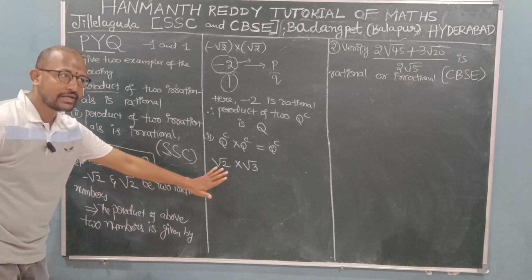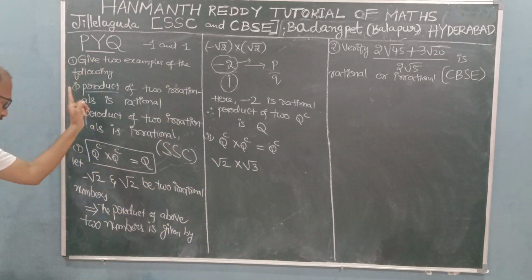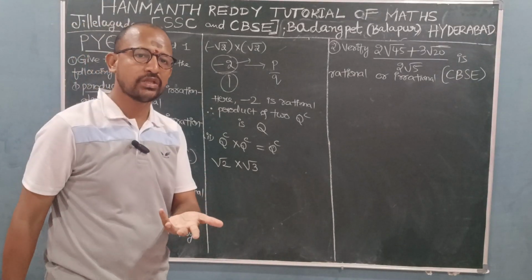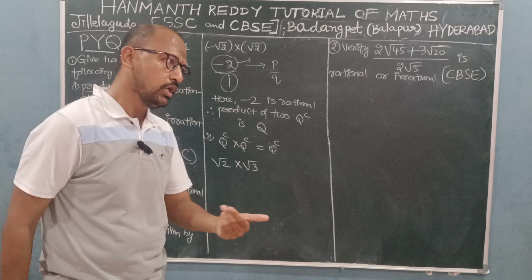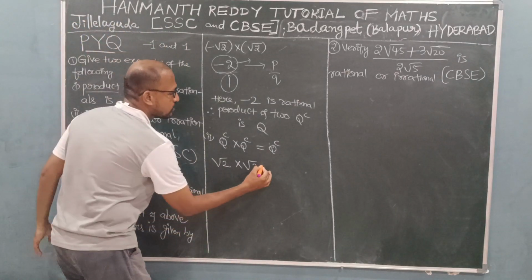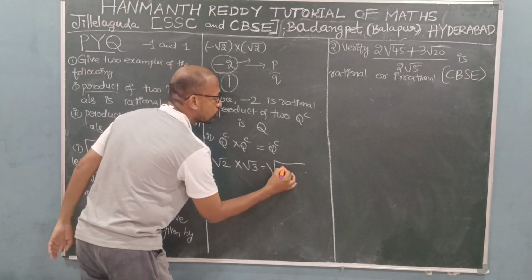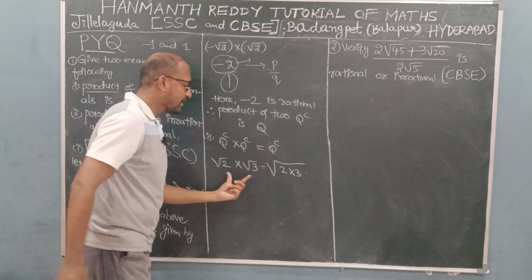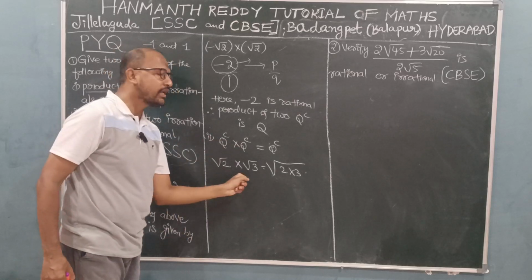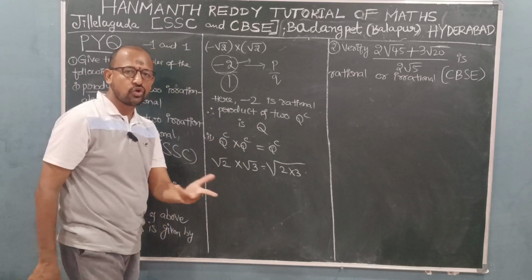So I am not writing the complete procedure. I have written a very clear procedure for the first problem. In the same way, let root 2 and root 3 be any two irrational numbers. The product of two irrational numbers is given by root 2 into root 3, which is equal to root of 2 into 3. I told you, very common, I can combine under multiplication. In the previous class, I told you the square root can be combined under multiplication or division.